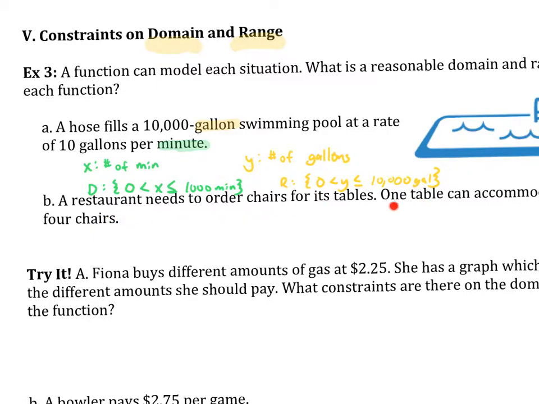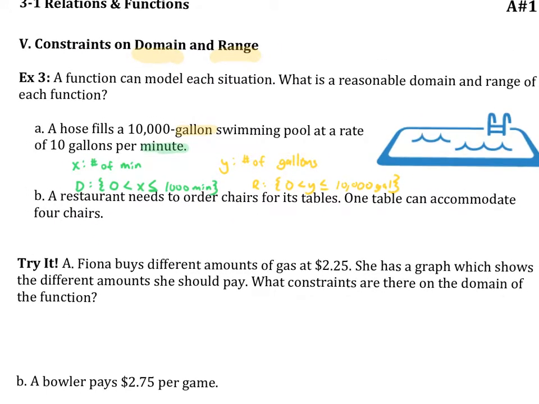This next one has a little bit more restrictions, so let's see this one. A restaurant needs to order chairs for the tables. One table can accommodate 4 chairs. So we do know that to keep consistent here, for every one table, we're going to go with 4 chairs. Well, what are some restrictions here? Can my domain include 0?